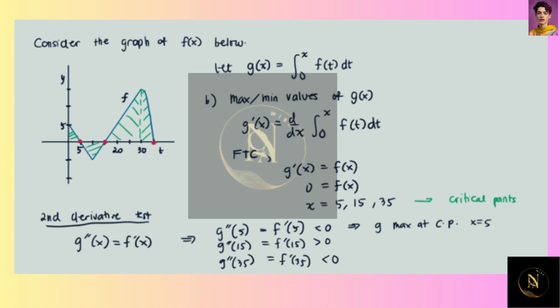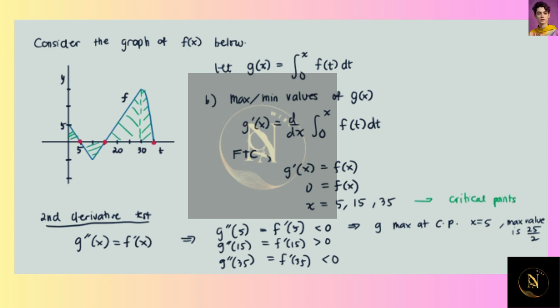And the value here of g will be the area of the right triangle found in this interval, 0 to 5. That'll be 1/2 times 5 times 5, that's 25/2.